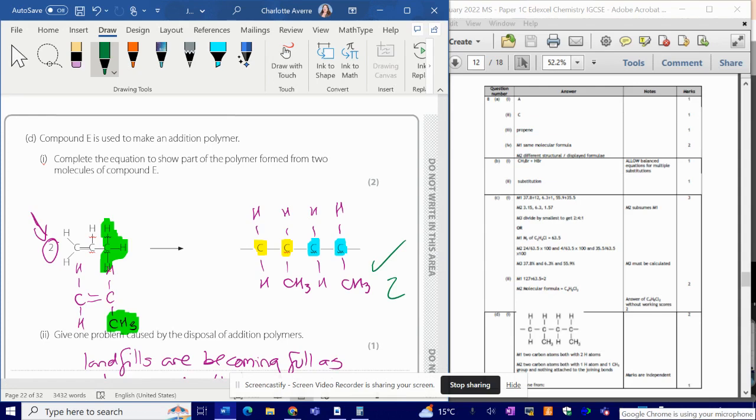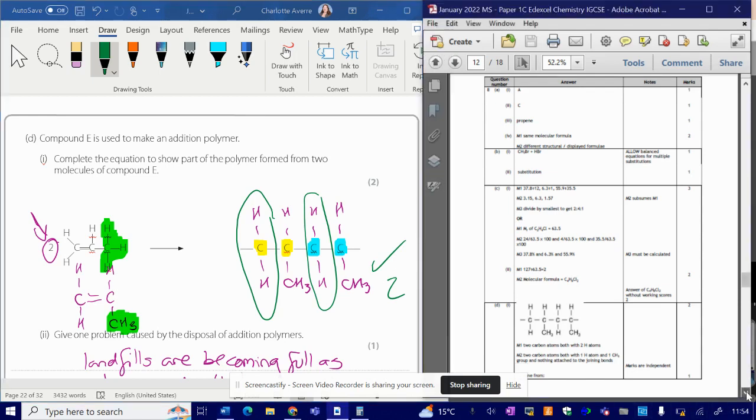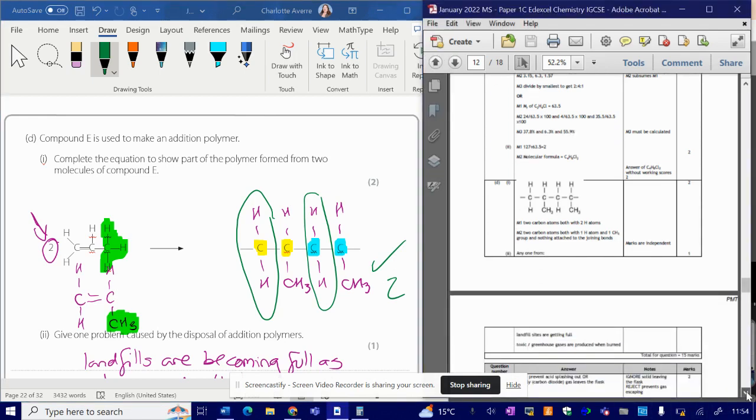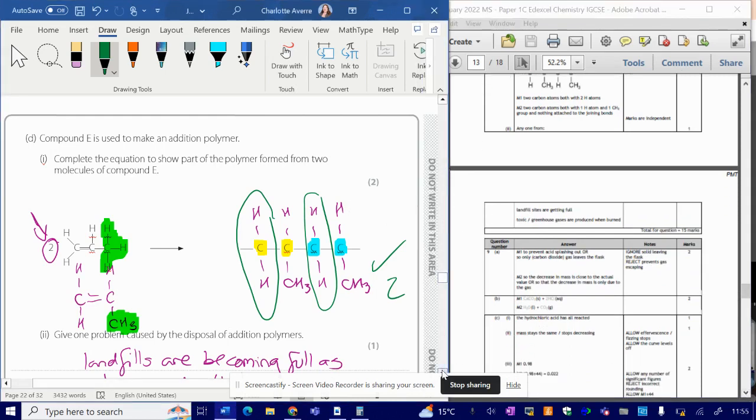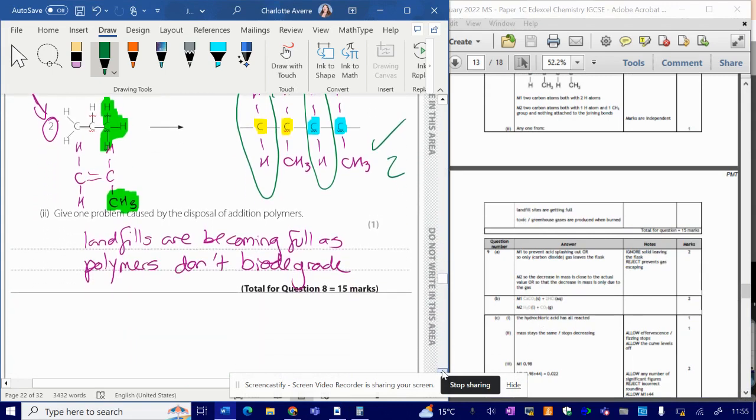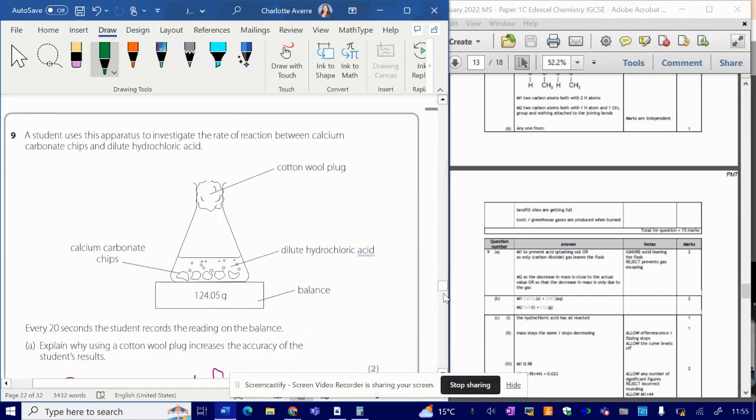1 mark for the 2 carbon atoms, both with 2 hydrogens. So that's that one and that one. Get you a mark if you've got something like that. And then mark 2 is for the other 2 that I haven't circled. Okay, and then as I mentioned, the landfill sites are getting full. That could be a mark if you've talked about the burning, then it produces toxic gases when it is burned.